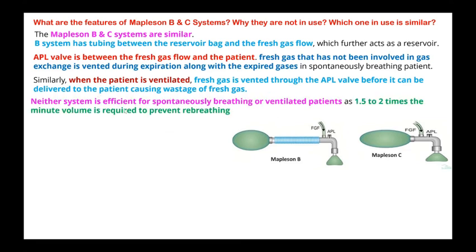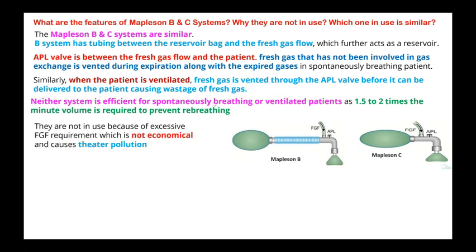So the fresh gas is vented through the APL valve before it can be delivered to the patient, causing a lot of wastage. And it requires 1.5 to 2 times the minute volume of the patient's respiration, and they are not economical. So any circuit or breathing system which requires a larger minute ventilation, you have to waste a lot of money on the gases, so they will not be economical. And if they don't have a scavenging system, all the expired gases will be polluting the theater, which will contribute to global warming.